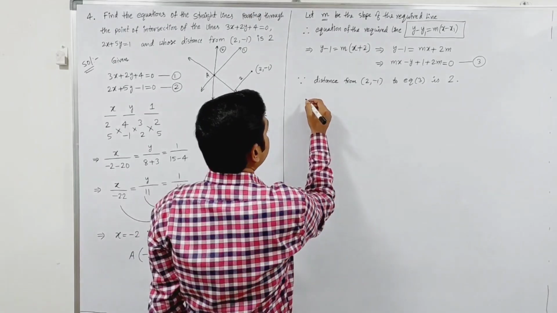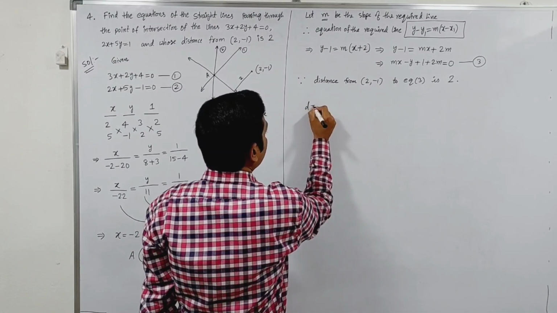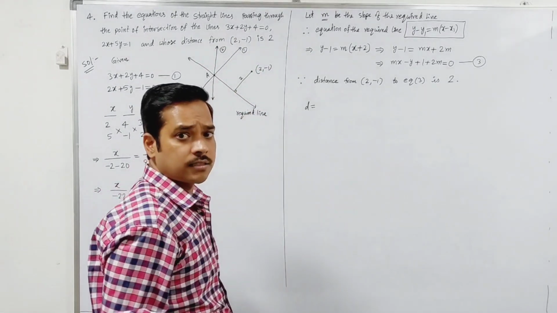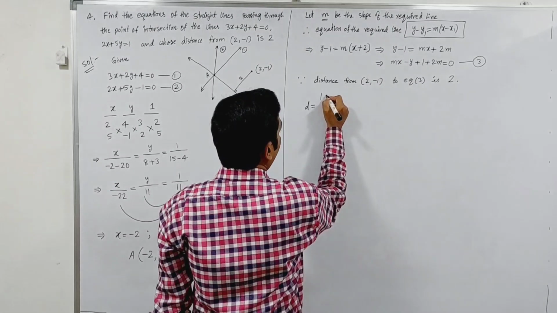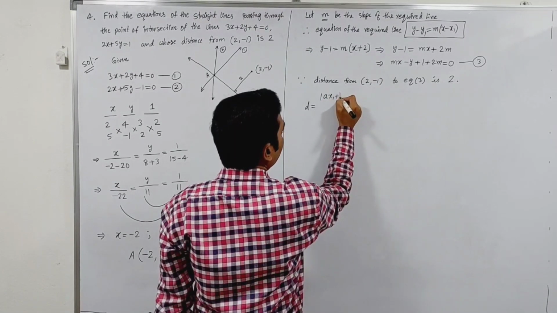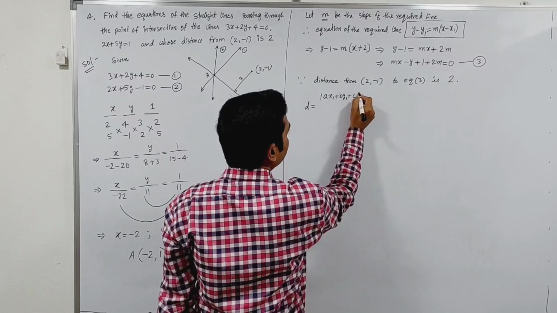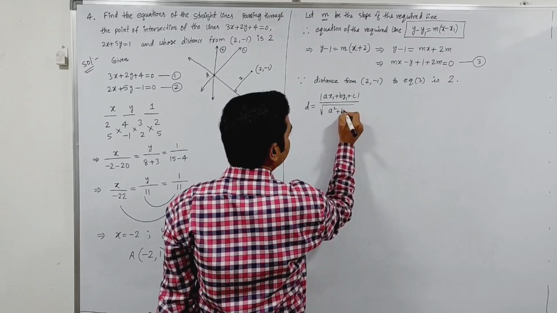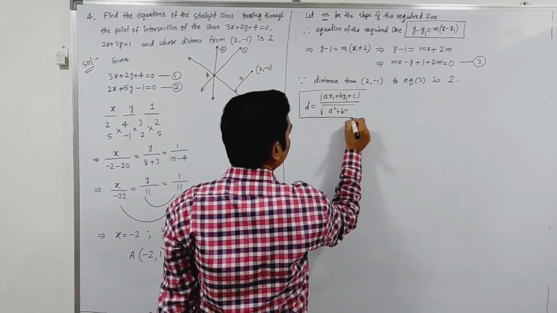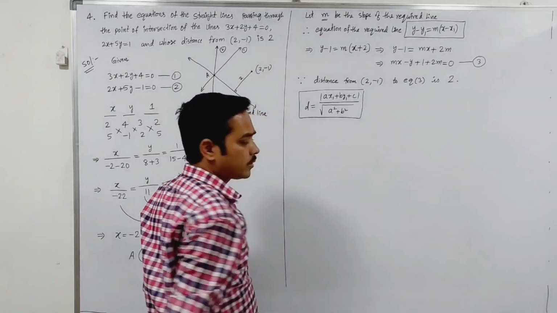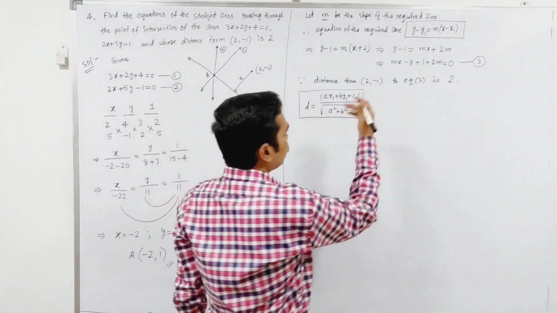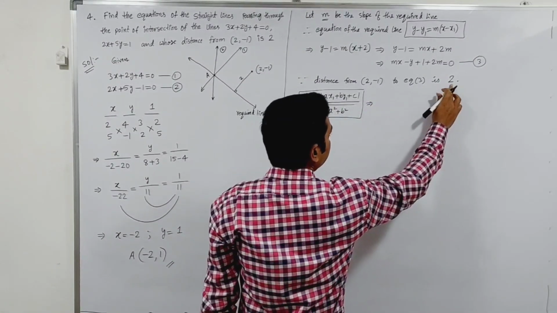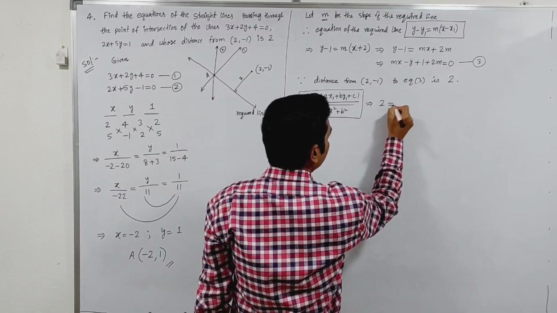We know the formula for the distance from a point to a straight line. What is the formula? The distance is modulus of a x1 plus b y1 plus c, divided by under root of a square plus b square. By using this formula, we get the m values. So in the place of d, what is the distance? 2 units. So d is equal to 2 here.